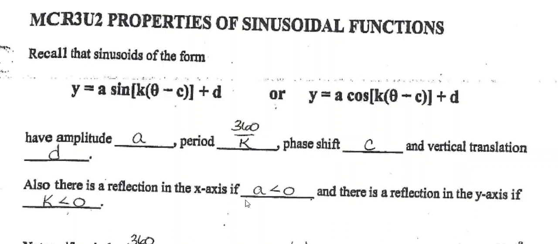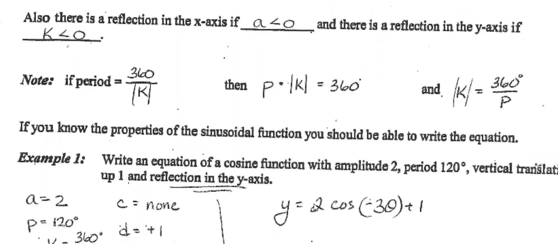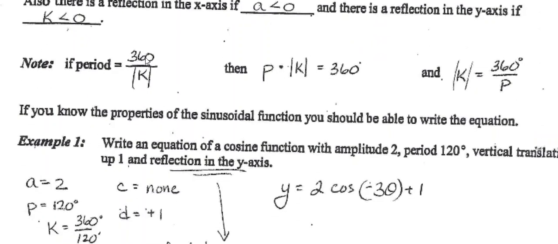There's also a reflection in the x-axis if A is less than 0, and there's a reflection in the y-axis if K is less than 0. So again, if the period is 360 degrees divided by the absolute value of K, then rearranging this equation, where P stands for period, you multiply by the absolute value of K to get it out of the denominator, and then you divide by P. That's how we calculate the absolute value of K, because we want the positive value of K. We don't want to worry about reflections when we're talking about period length.